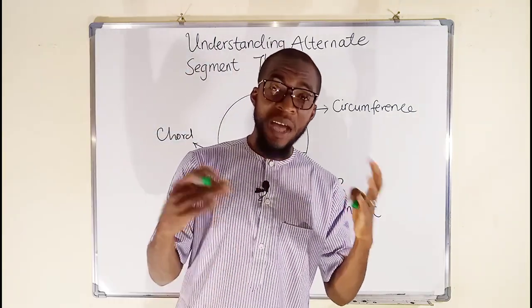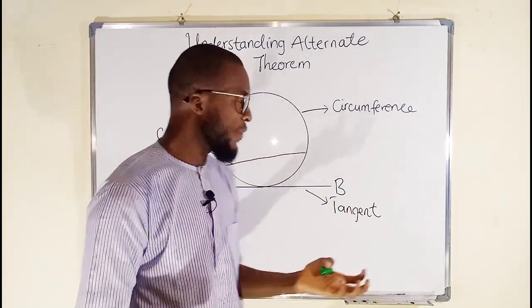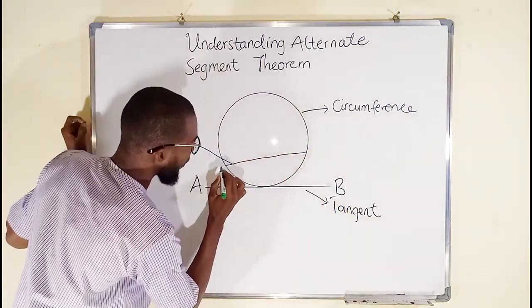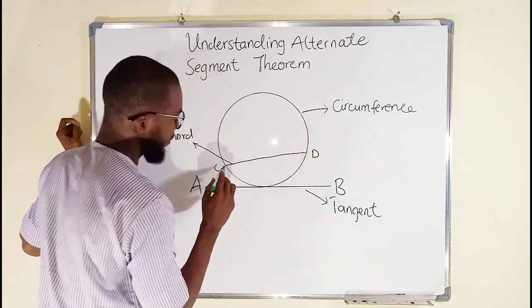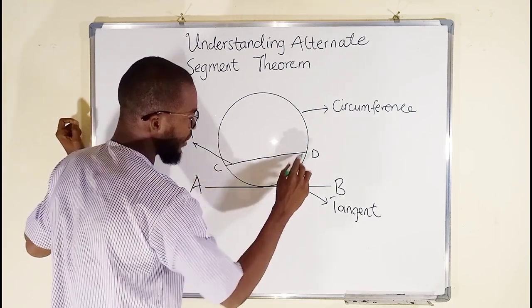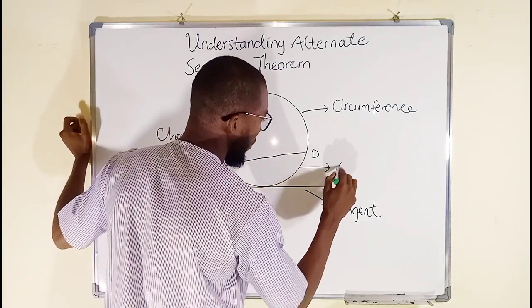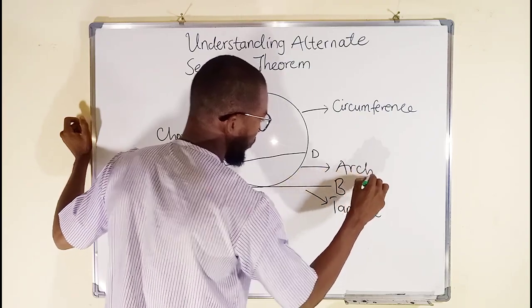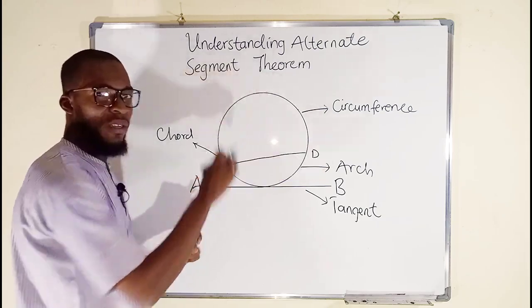Also, we need to define an arc. An arc is any portion of the circumference. So from this point, let me call this C, let me call this D. From C to D, this curve right here is an arc. Also, C to D in this other direction is an arc.